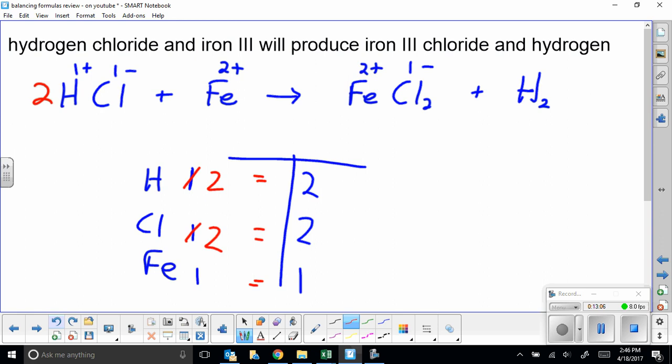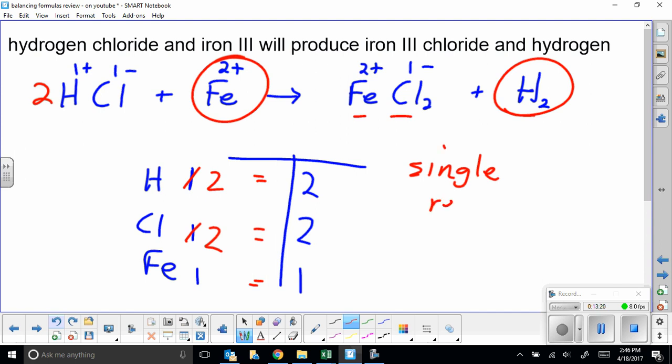These are all equal. In this one, I have a single ion here, and over here I've got a different single ion. So the iron was alone. Over here the iron's with the chlorine. So it was a single replacement reaction. Single replacement reaction. So there's a little review on all 4 reaction types and how to balance those equations.